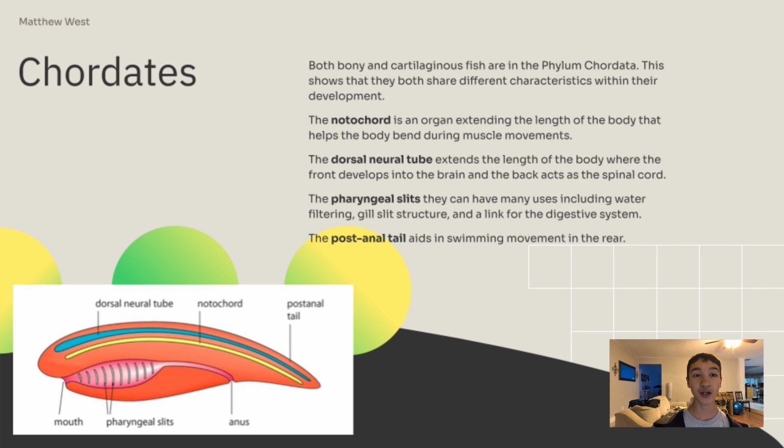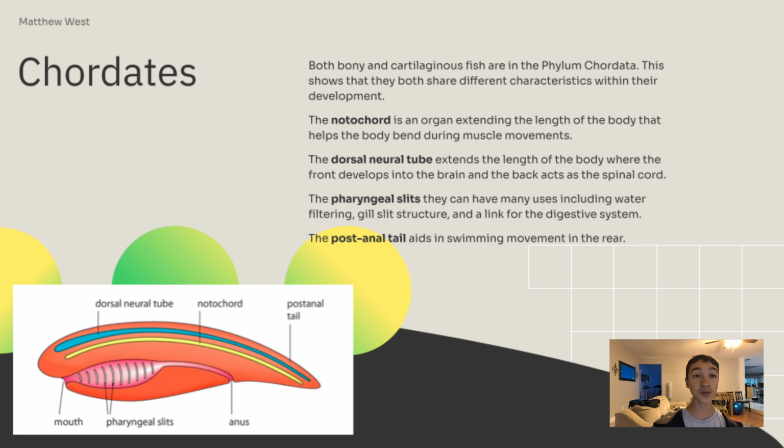The next slide talks about chordates, which both fish share as the same phylum, and it talks about similarities between their structure while they're developing. The first is the notochord, which is an organ extending the length of the body and it helps with muscle contractions.